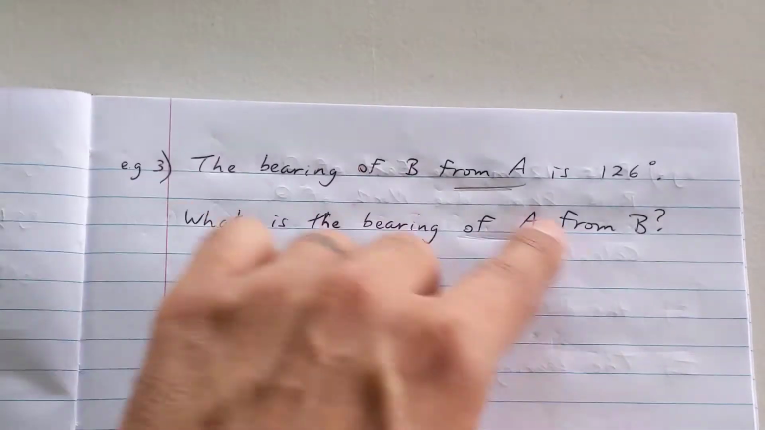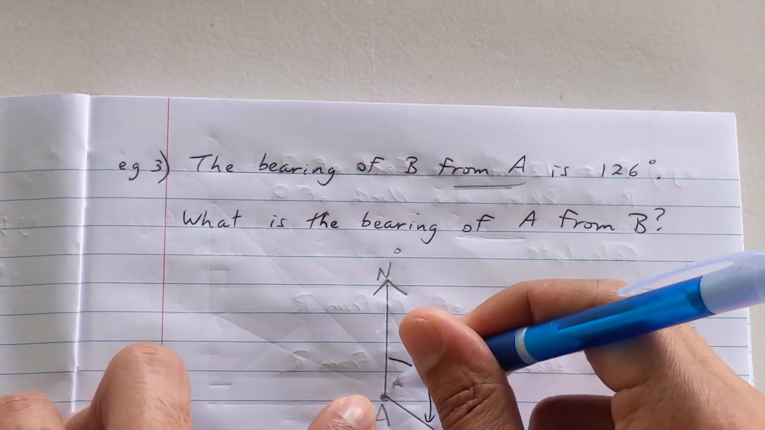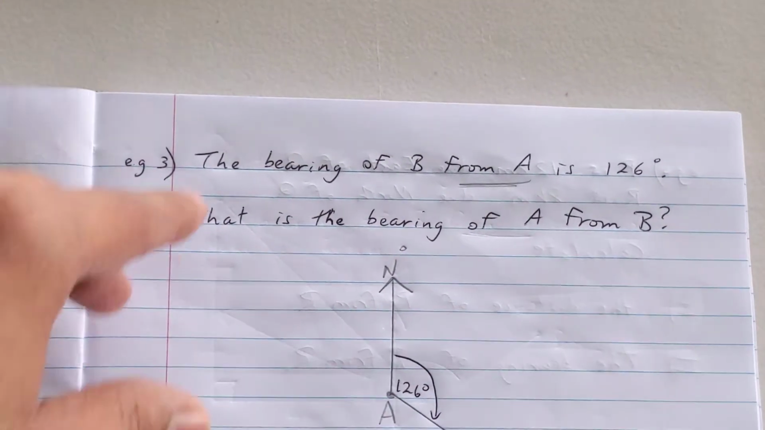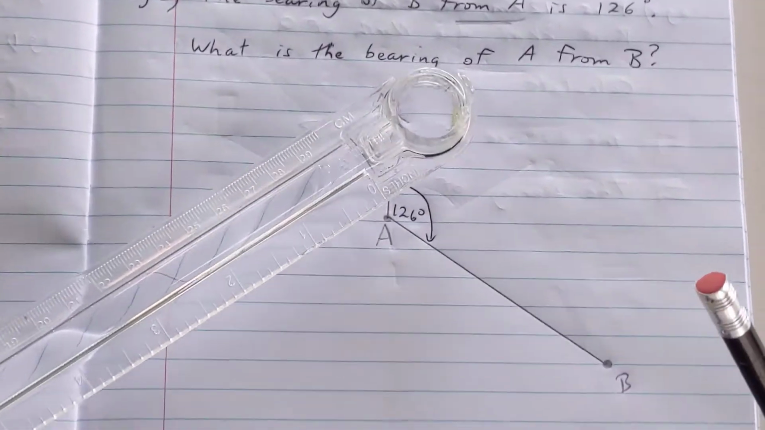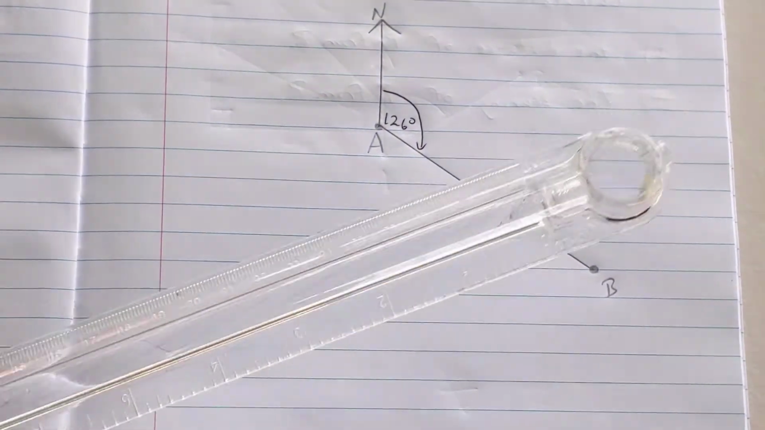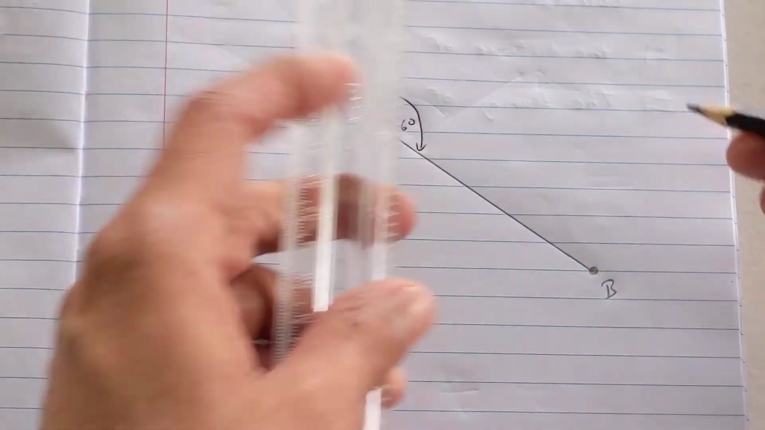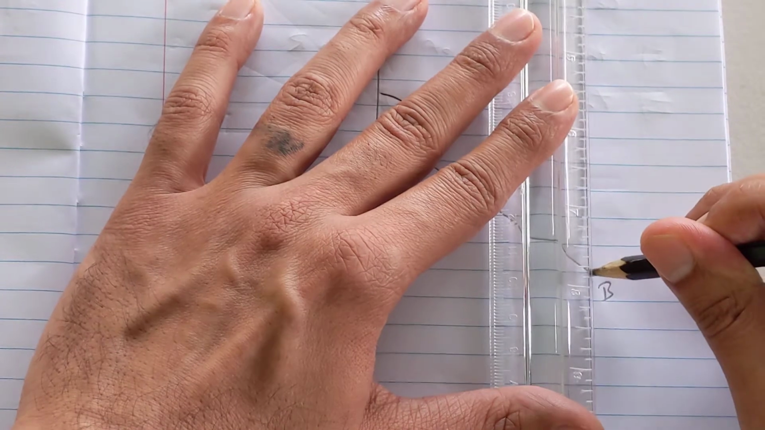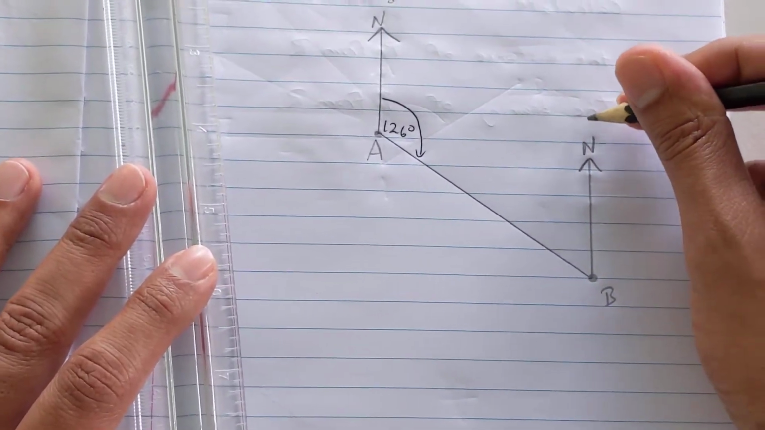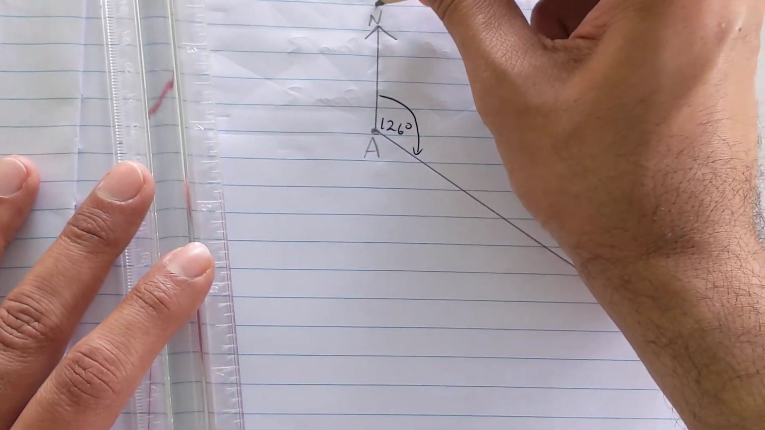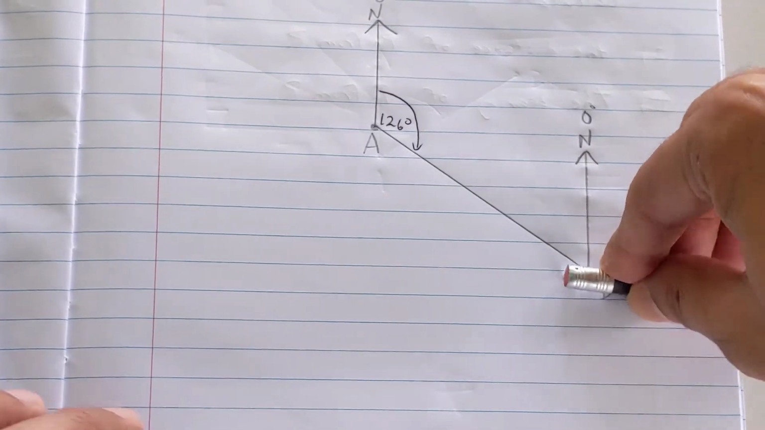And that was the first line of information. The bearing of B from A is 126 degrees. If I want the bearing of A from B, that means now we are at B, and I want to go back to A. So obviously I can't use the same bearing, because that would make me further away. So now that I'm at B and I want to go back to A, the first thing I have to do is draw my outline. And again, I can only move in a clockwise direction. I can't go this way. So I have to turn this way.